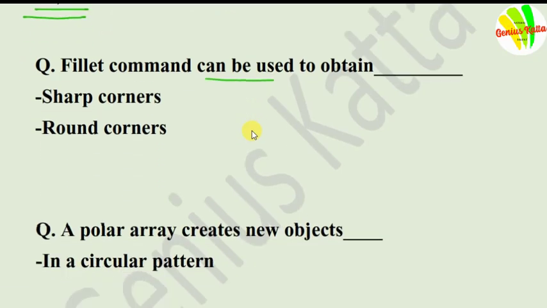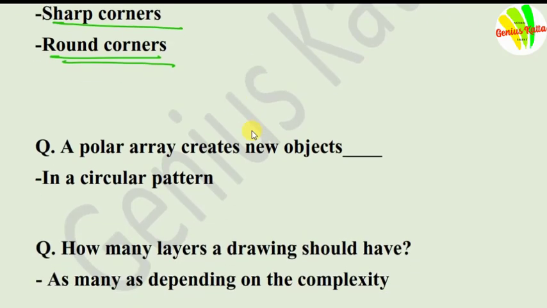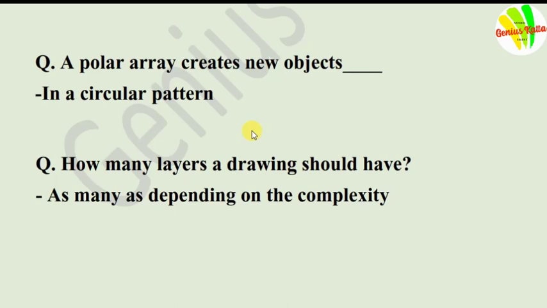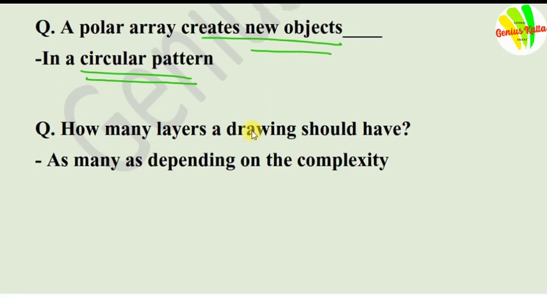Fillet command can be used to obtain sharp corners as well as round corners. A polar array creates new objects. Answer is in a circular pattern.